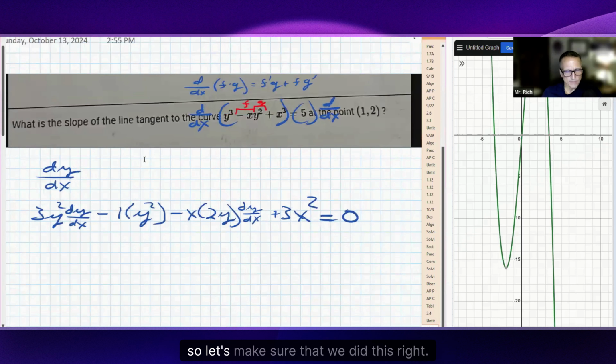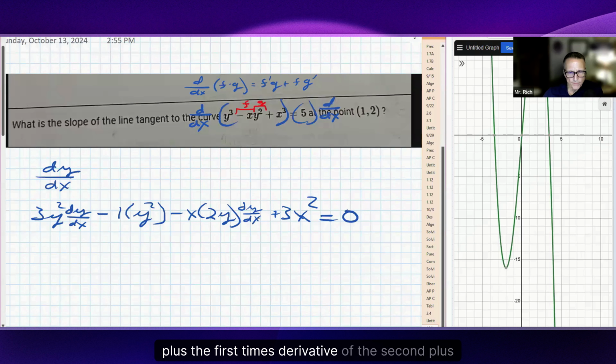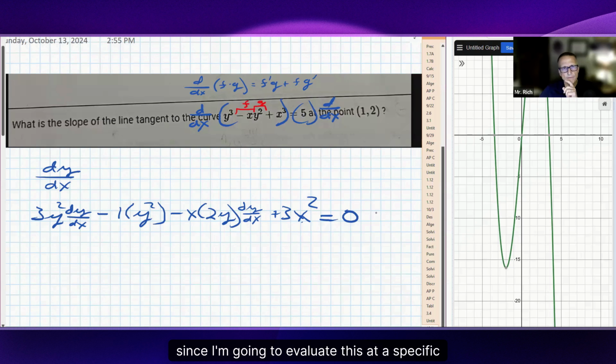All right, so let's make sure that we did this right. So we've got 3y squared dy dx. The derivative of the first, negative 1, times the second, plus the first times derivative of the second, plus 3x squared equals 0. The derivative of 5 is 0. We got it. Now, since I'm going to evaluate this at a specific point on this curve, I'm going to go ahead and throw in the x and the y.